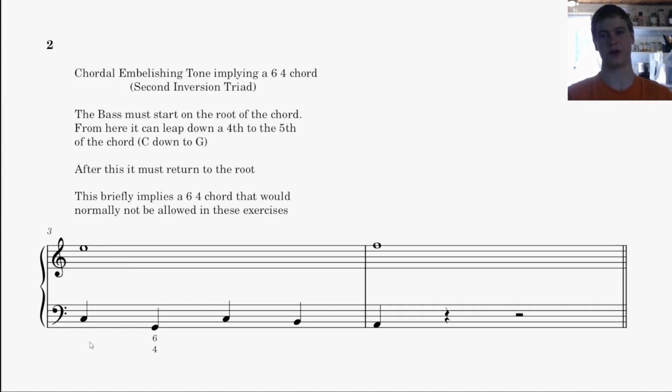And since where you're starting from and where you're returning to is the same note, and since you're starting on an upbeat, it's a given that we're going to be creating a consonance here.